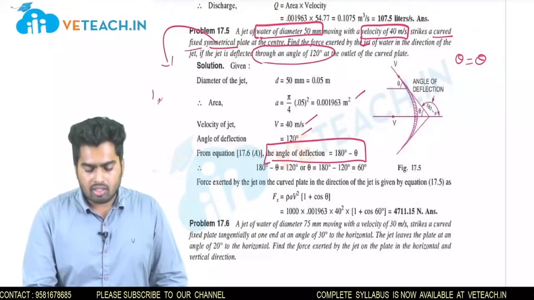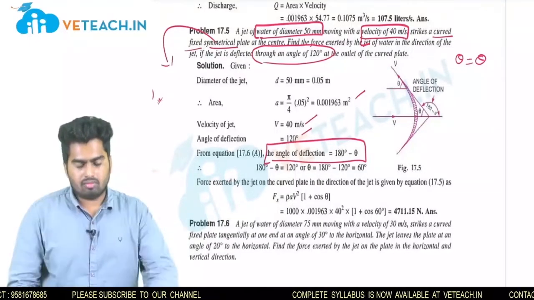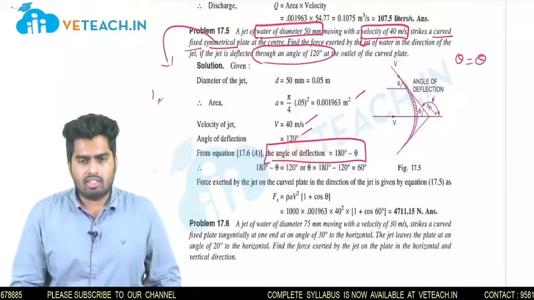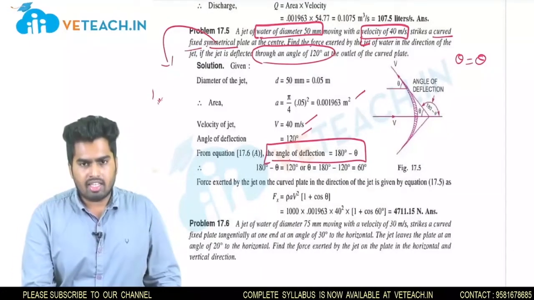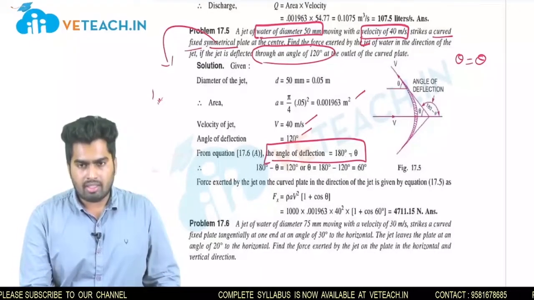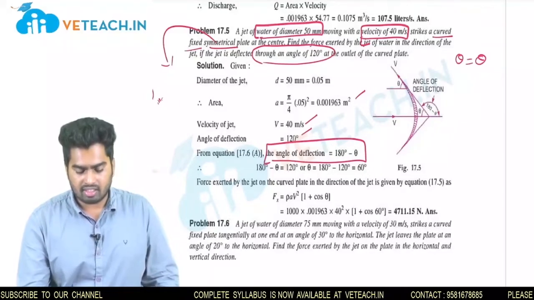But how to find theta? The angle of deflection is equal to 180 minus theta. The 120 degrees given here is the angle of deflection, which is equal to 180 minus theta. So from this we can find theta as 60 degrees.